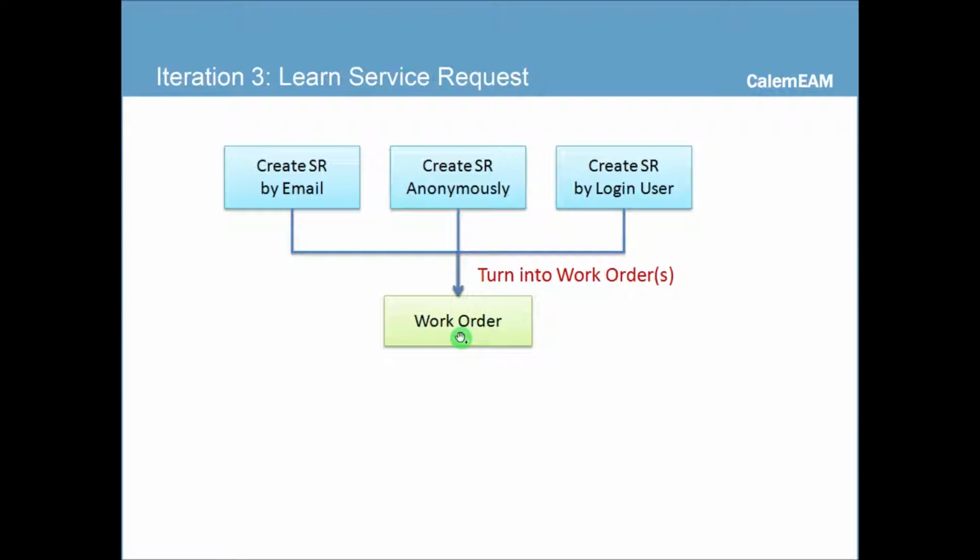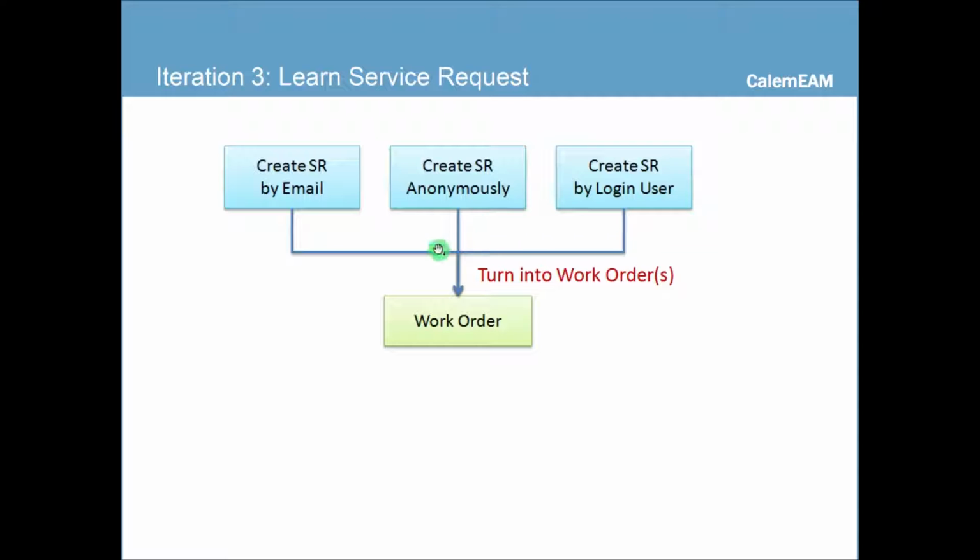There are 3 ways you can have issues recorded in Calem. One is you can set up an email address for people to send email to, and Calem would create a service request for you. And you can also have a user go to your cloud service and just enter the service request without logging in. This saves you from purchasing additional user seats. You can also have login users create service requests.